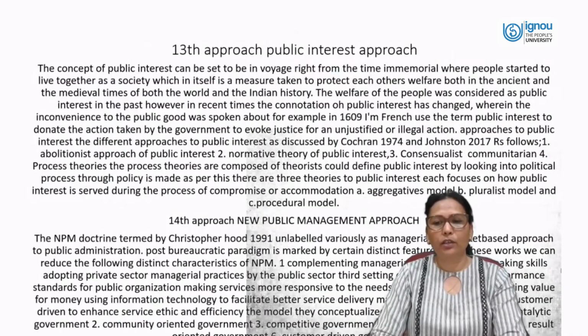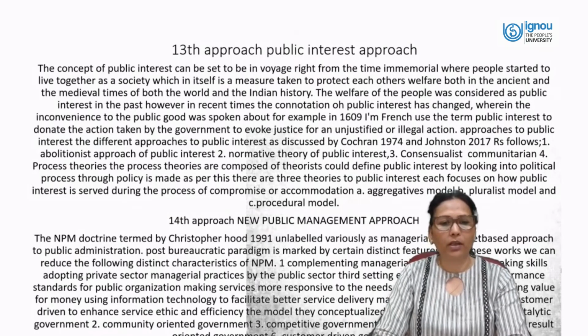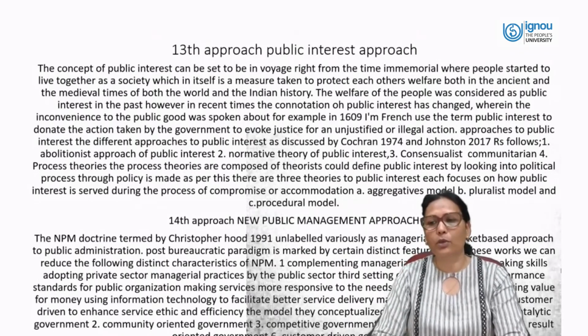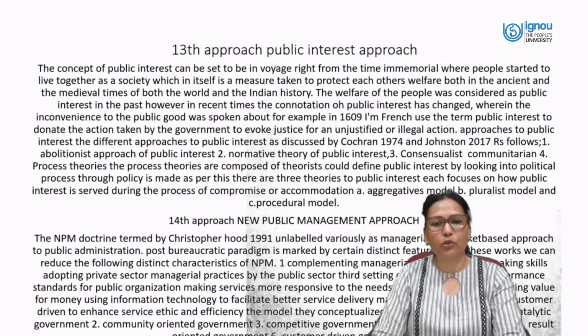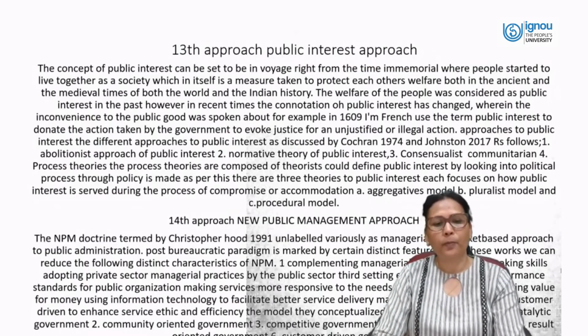The 13th approach was the public interest approach by Fortune in 1974 and Johnston in 2017. The abolition approach of public interest, normative theory of public interest, and communitarian process theories. The process theories are composed of theorists who define public interest by looking into political process. That was the public interest approach.